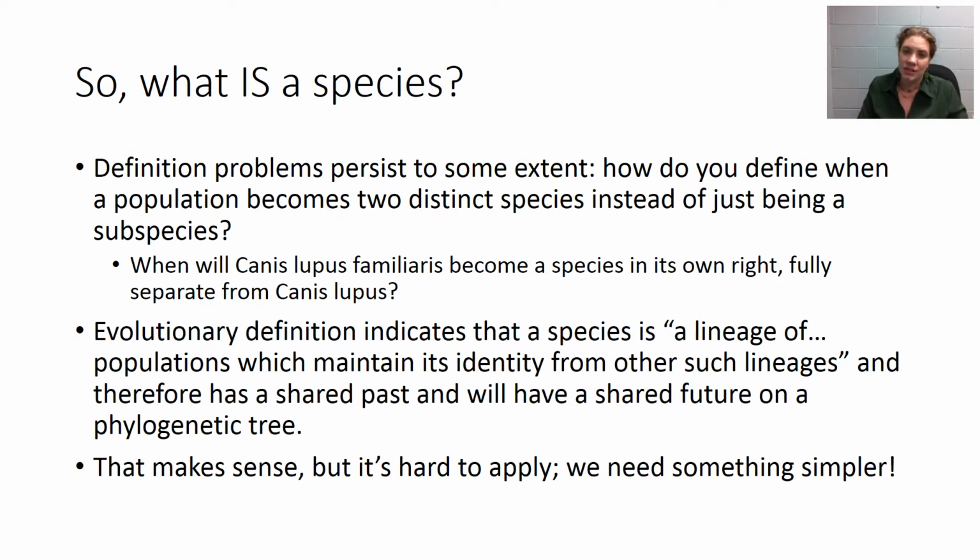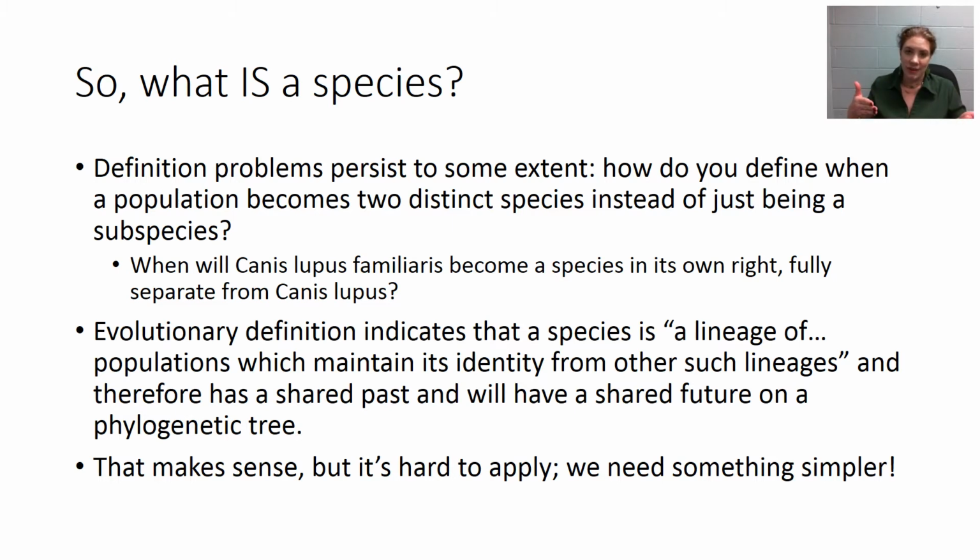So our first question in this is, what is a species? How do we define a species? And this is a problematic issue to some extent. How do you define when a population becomes two distinct subspecies instead of one original species? To rephrase this, wolves and dogs. When does Canis lupus familiaris become a separate species, dog? And when is that fully separate from wolf, Canis lupus?